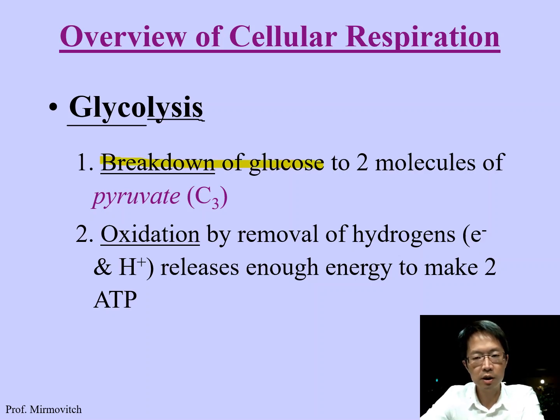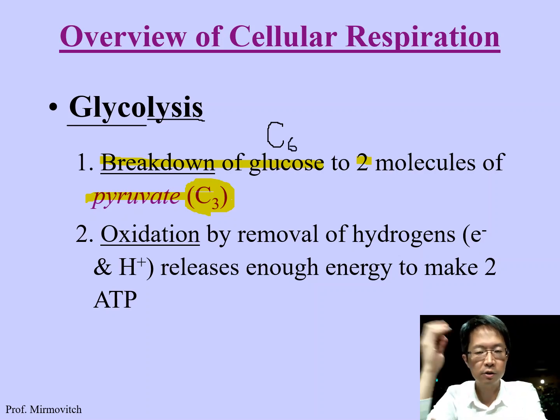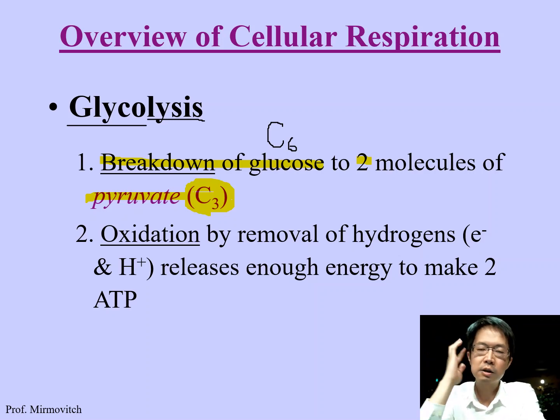One glucose molecule will become 2 pyruvate. And each pyruvate molecule has 3 carbon atoms, because each glucose molecule has 6 carbon atoms. Remember C6H12O6. So when we break the glucose into 2 pyruvate, that means each pyruvate will have 3 carbon atoms.